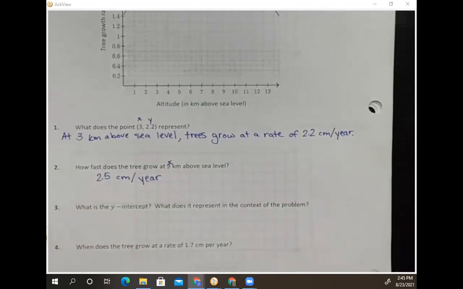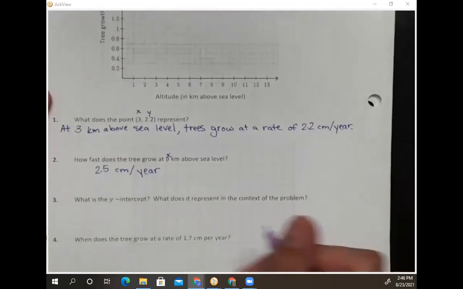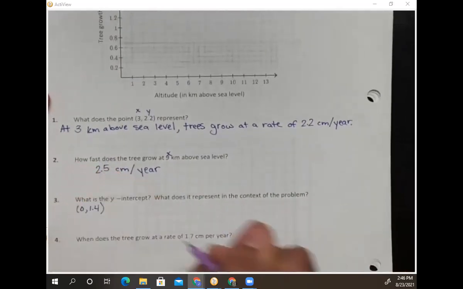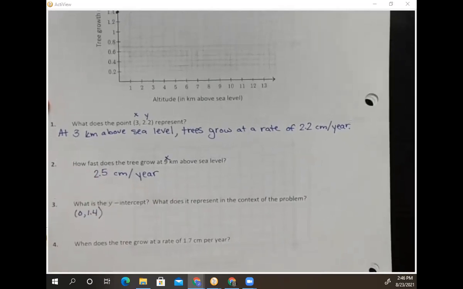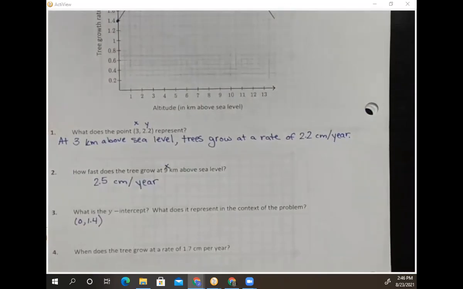Number 3 is asking us about the y-intercept. We talked about x and y-intercepts last week. So for a y-intercept, we know that's where our graph is going to cross or touch the y-axis. So that happens right here. So our y-intercept would be the point 0, 1.4. And then I want to know, what does this point represent in the context of our problem?